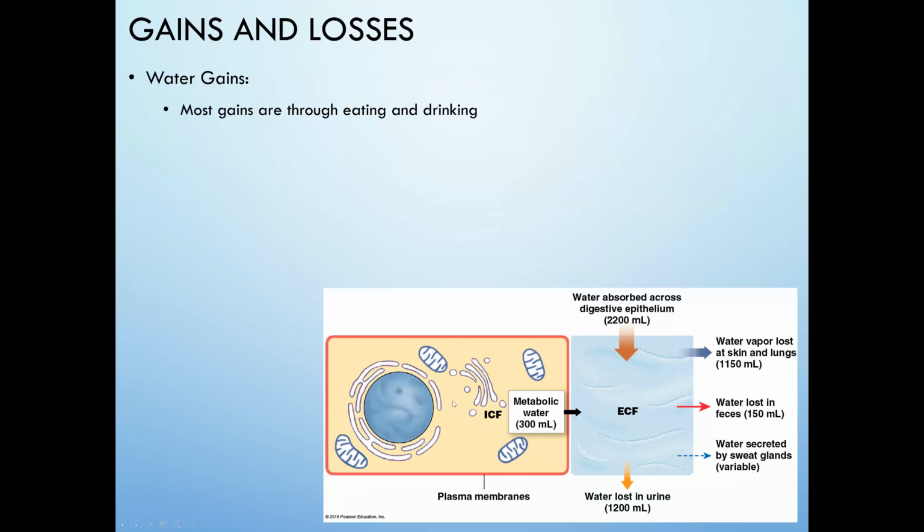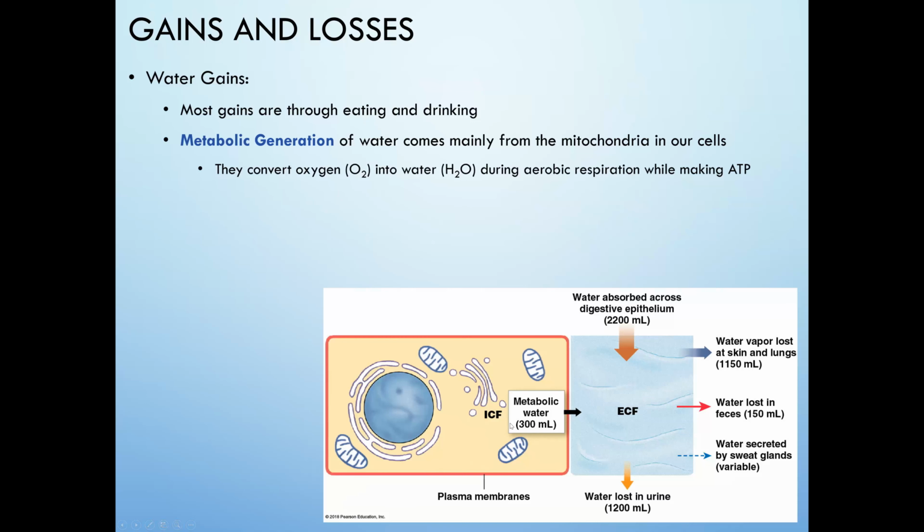This metabolic generation of water comes mainly from the mitochondria in our cells. If you remember from A&P 1, mitochondria take in oxygen and use that oxygen to make ATP. In that process of aerobic respiration, the oxygen gets converted into water. So you're essentially changing the oxygen into water, and you have about a 300 milliliter water gain that comes from the activity of your cells making ATP.